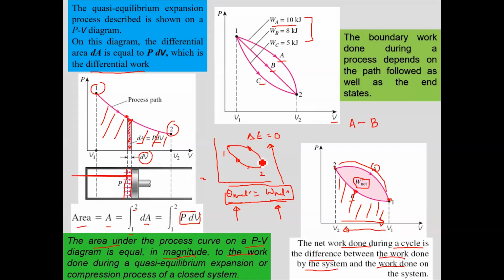Clear enough? Because the change in energy in a closed system is contributed by heat and by work. There are two factors that contribute to the total change in energy. If I start from 1 to 2 and come back to 1, the change in energy would be 0. But the change in heat and the change in work would not be 0.